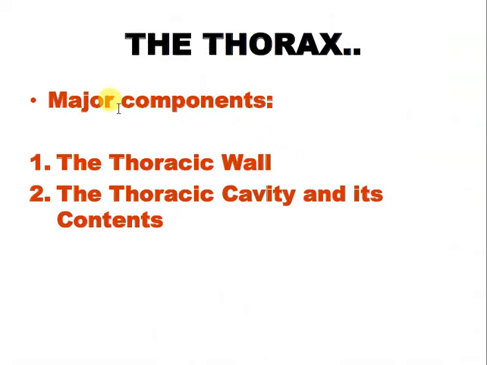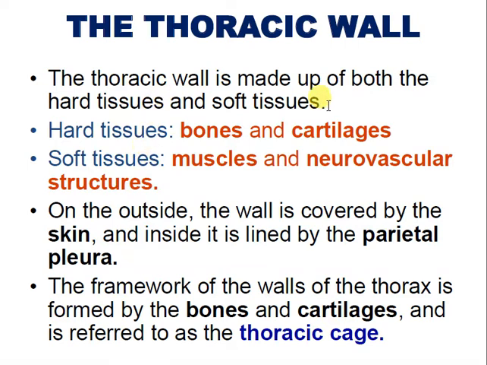So in the major compartments of the thoracic region, we have the thoracic wall, and then we have the thoracic cavity and its content. The thoracic wall is what we'll discuss in this session, but the thoracic cavity and its content is a very long topic, so we'll study it later in other sessions about the contents of the thorax. The thoracic wall is made up of both hard tissue and soft tissue. The hard tissues are bones and cartilage, while the soft tissues are muscles together with nervous and vascular structures. We call them together neurovascular structures. Now, the bones and the cartilages, all of them, we shall discuss in this session.